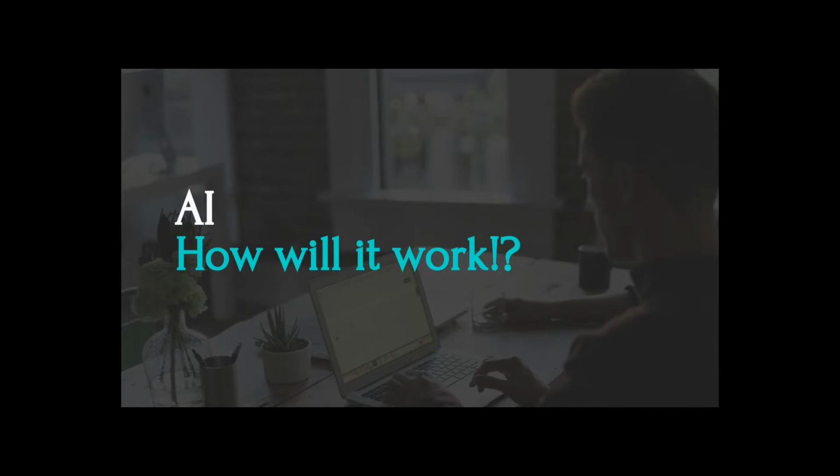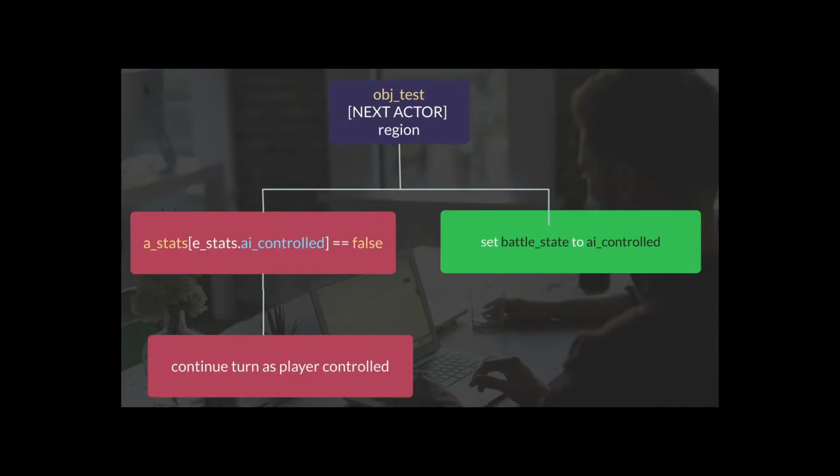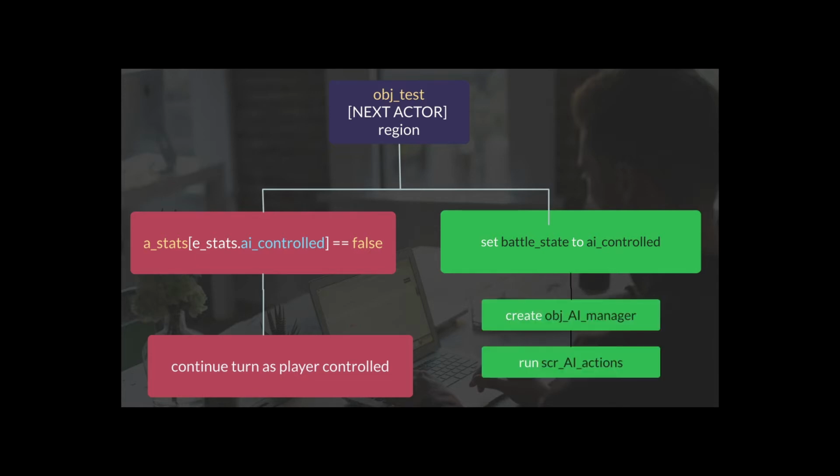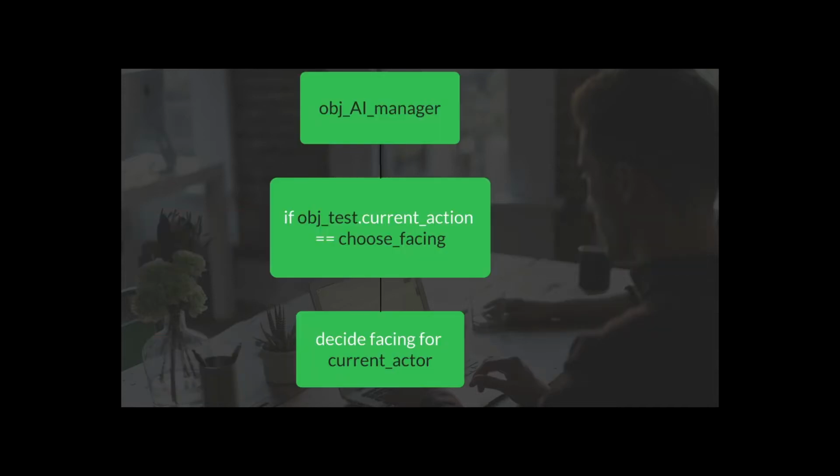Okay, so how will the AI work? In the next actor region of OBJ test, we're going to check to see if the current actor is AI controlled. If it is, then we are going to change to a new battle state called AI controlled. In this new state, OBJ_AI_manager is created, which listens for cues so it can direct the flow of the turn. For example, if the current actor has finished moving, the game will want to know the new facing, and the AI manager will be listening for this and act appropriately.